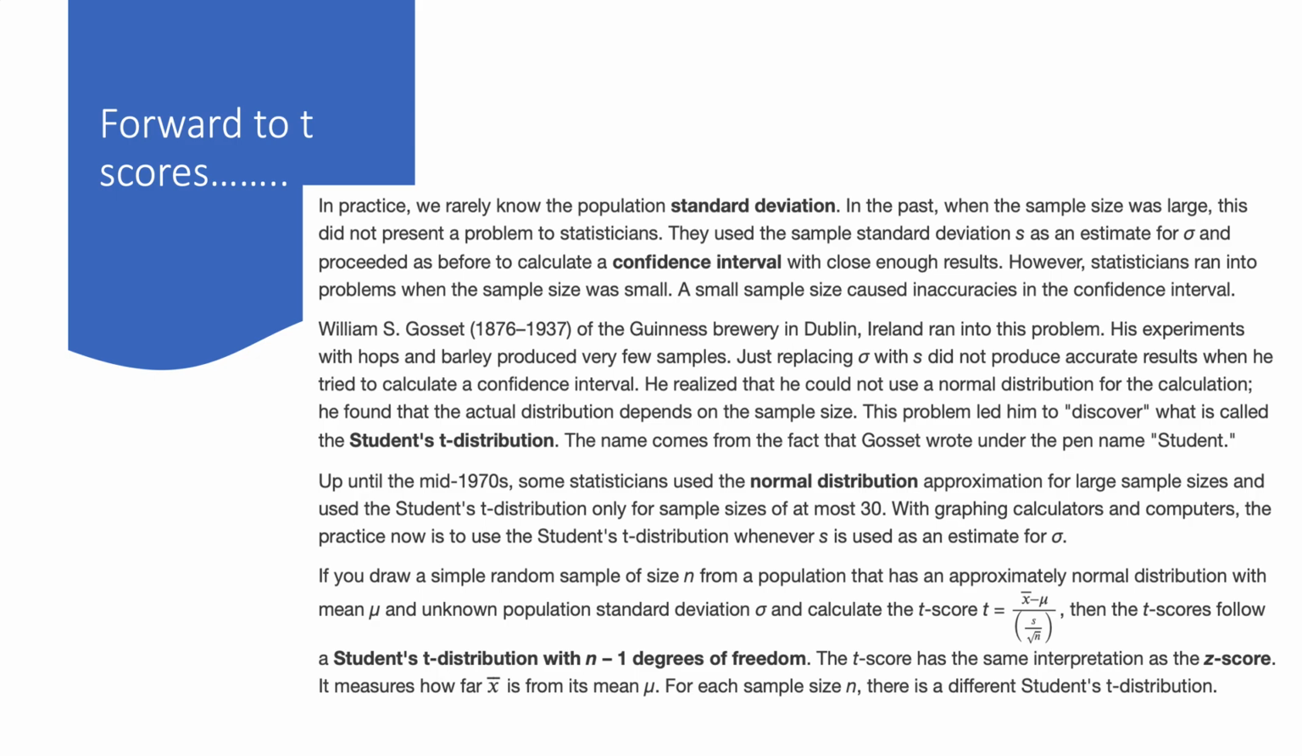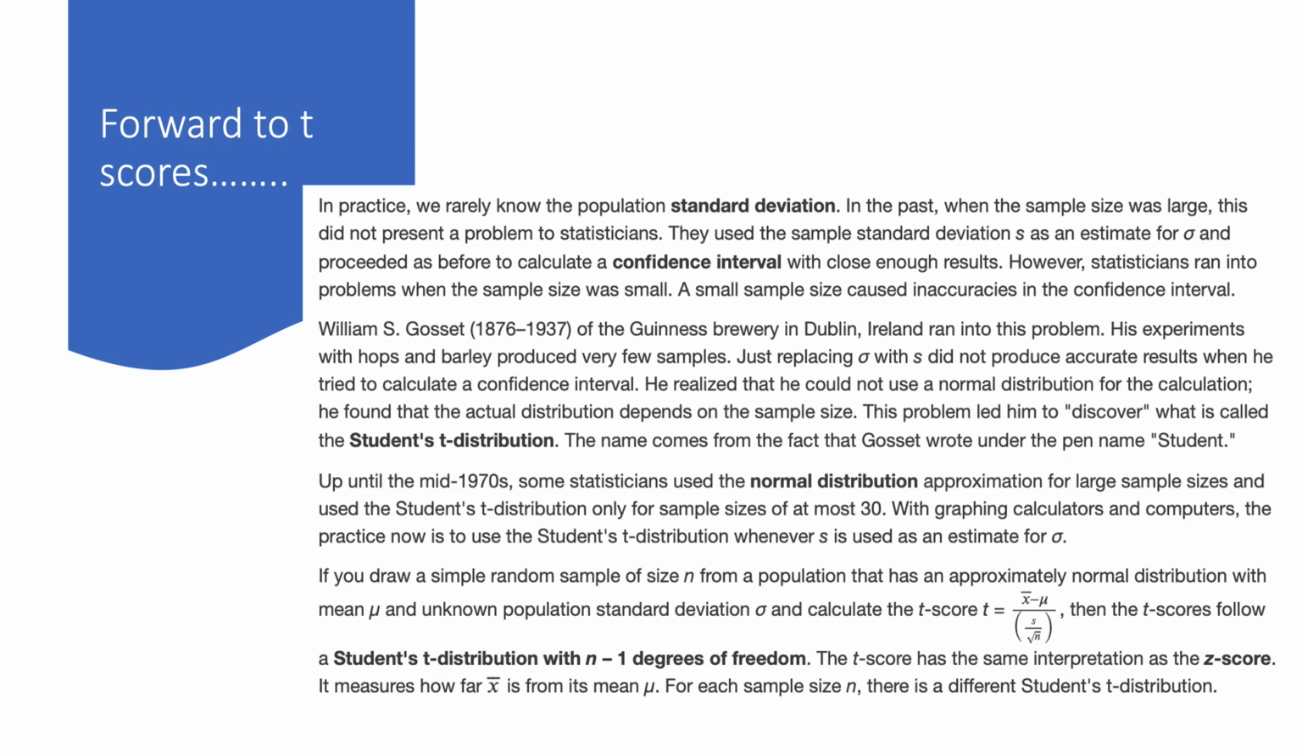So in the past, when the sample size was large, and you'll remember at one point we said that all of our normal CDF and inverse norm stuff that we were doing prior to the test, generally you wanted a sample size of 30, 40 or more. Well, when you get a sample size that big, the answers are so close with the confidence interval that statisticians didn't have a problem with it. But they did have a problem when the sample was small. A small sample size caused inaccuracies in the confidence level.